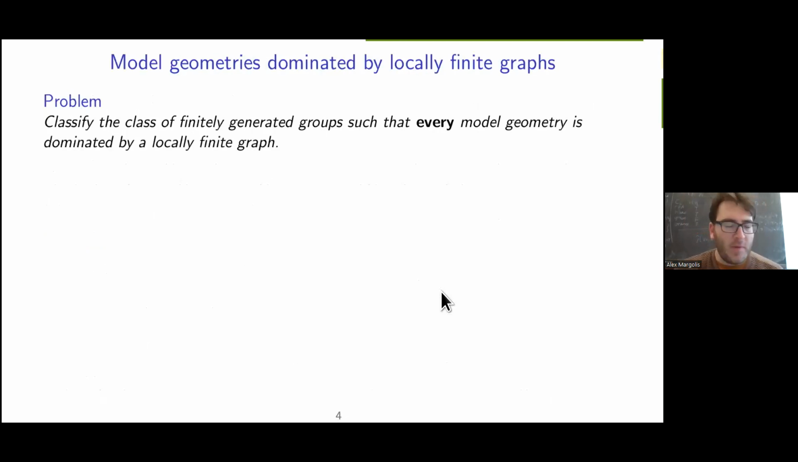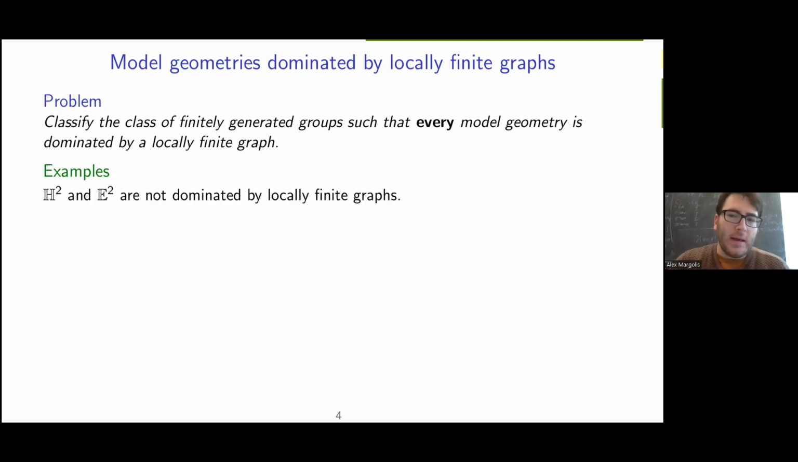And the main problem that I'm going to talk about today, and give a complete solution for, is to classify which finitely generated groups have the property that all possible model geometries of that group are dominated by a locally finite graph. So the example we saw in the previous slide, we have a model geometry that's not a locally finite graph, that's the full Euclidean plane, and we're asking for which finitely generated groups have the property that all of the model geometries are dominated by locally finite graphs.